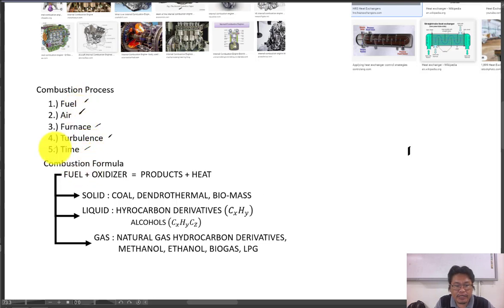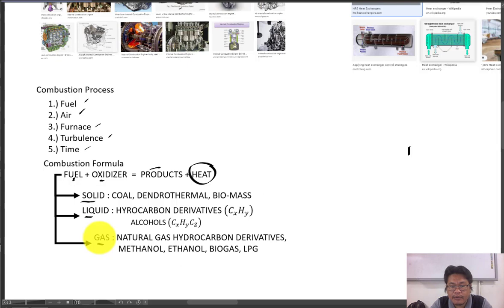Now for our combustion formula, we have your fuel and your oxidizer. The products will become your products of combustion, plus the heat that is produced during the combustion. Now for fuel, we have three types: solid, liquid, and gas. For solid, samples are coal, dendrothermal, and biomass. For liquid, we have hydrocarbons, which are derivatives from alcohol.